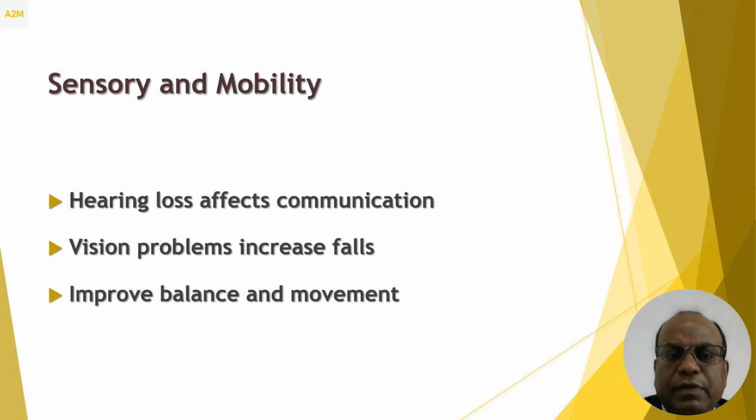Sensory problems and poor mobility often happen together. Weak legs plus poor sight plus poor hearing can greatly increase risk. That is why we must check all three areas. When we improve vision, hearing, and mobility, we help the person stay active, confident, and independent.